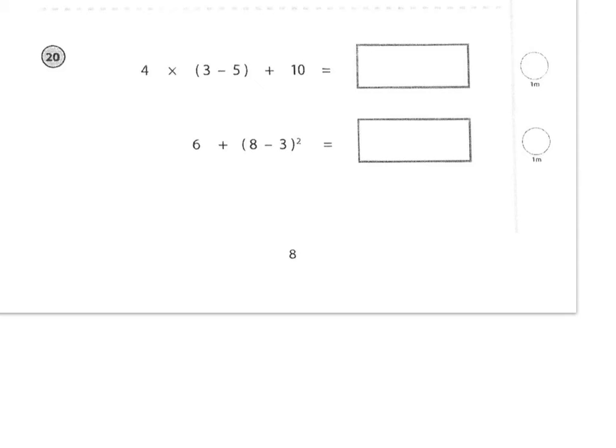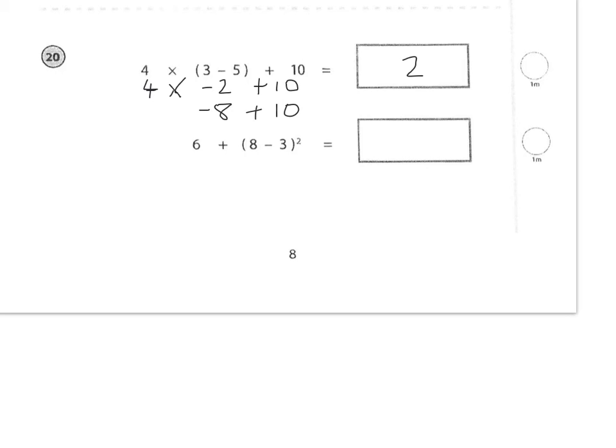Question 20. This is a BIDMAS question. So the first thing I would have to do is work out the brackets. So the sum would become 4 times minus 2 plus 10. The next part of the calculation I'd work out is the multiplication. So 4 times minus 2 would be minus 8 plus the 10, which gives us a grand total of 2.